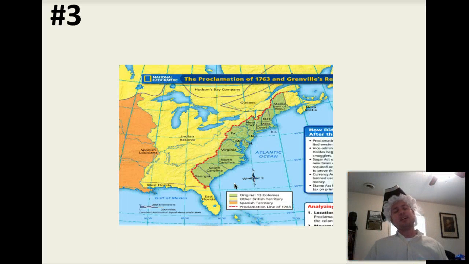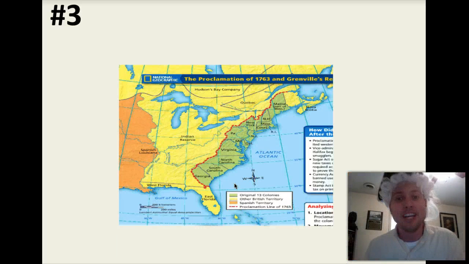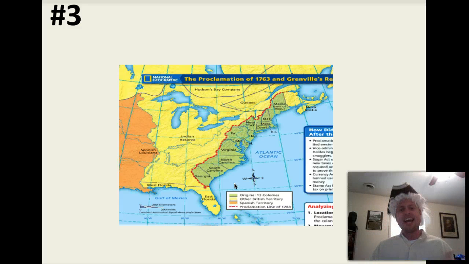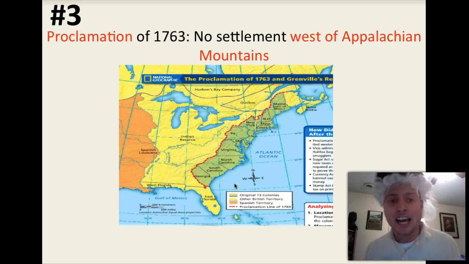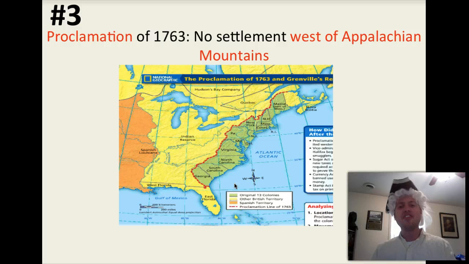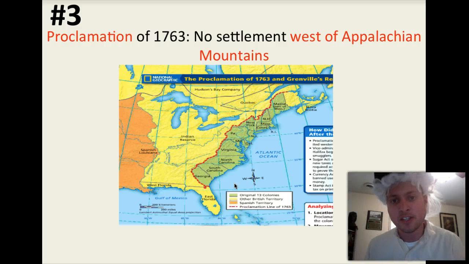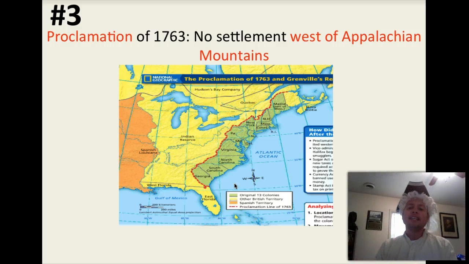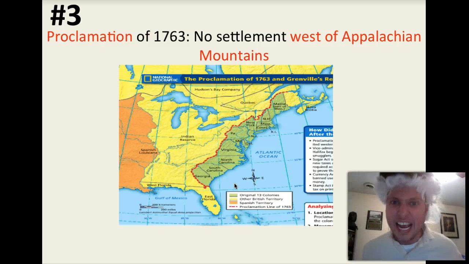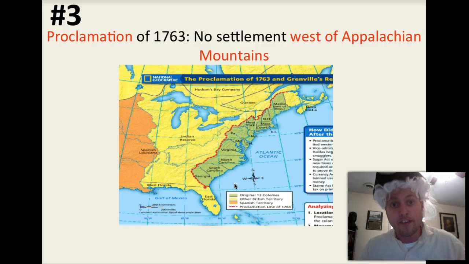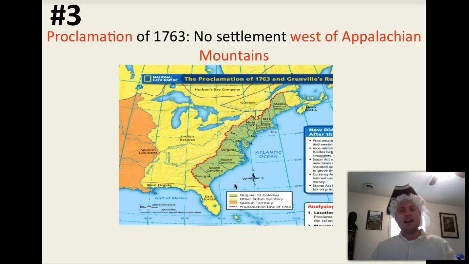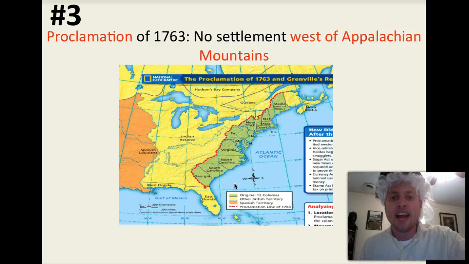Question number 3. So now life is good if you are a British colonist because you got rid of the hated French and now you can go explore all that land. But, the proclamation of 1763 said no settlement west of the Appalachian Mountains. This enraged British settlers because they thought, wait, we just won a war, the French and Indian War, to get all that land. How come we shouldn't be able to go over there and access it?